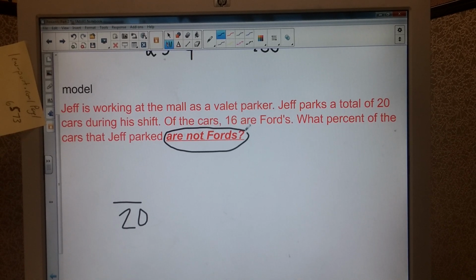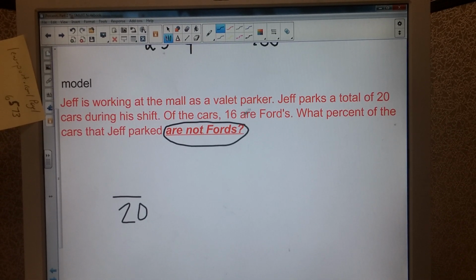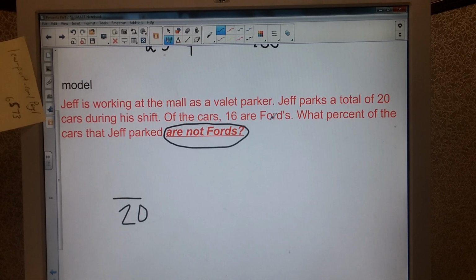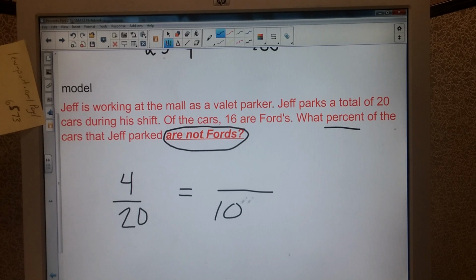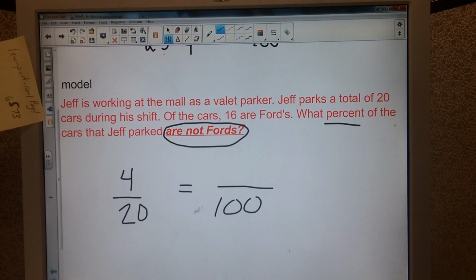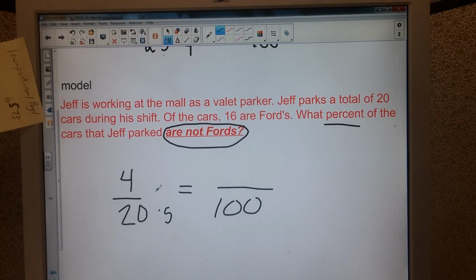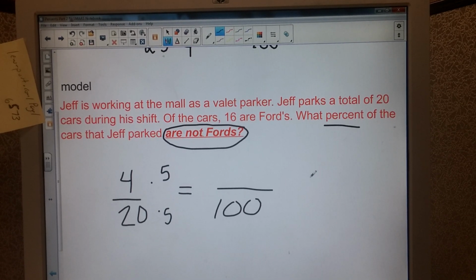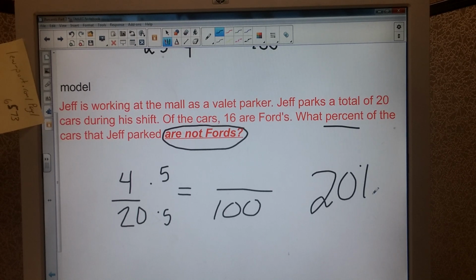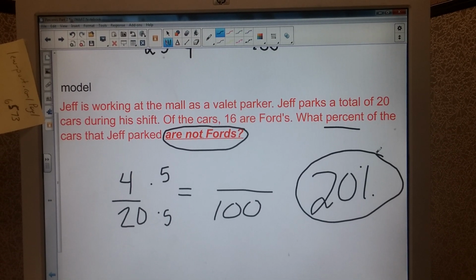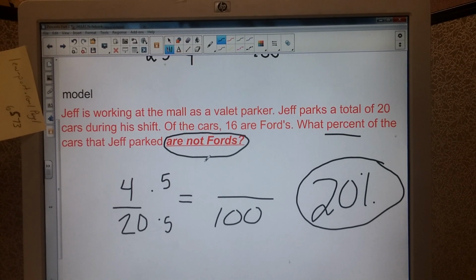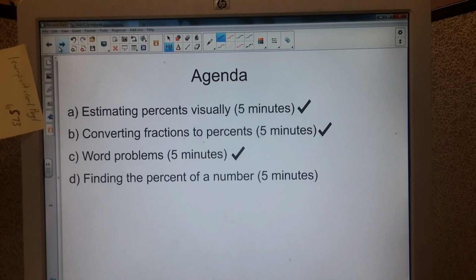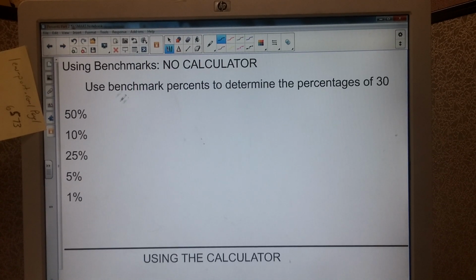All right, so let's think about this. There's 20 cars. 16 of them are Fords. So that must mean there's 4 of them that are not, because 16 plus 4 is a total of 20. I also know I need to find the percent. Well, luckily for us, 20 has a factor pair that will give us 100. 20 times 5 is going to give us 100. 4 times 5 is going to give us 20. So 20% of the cars are not Fords. Which means if 20% are not Fords, which is the answer to the question, that means 80% of the cars are Fords.